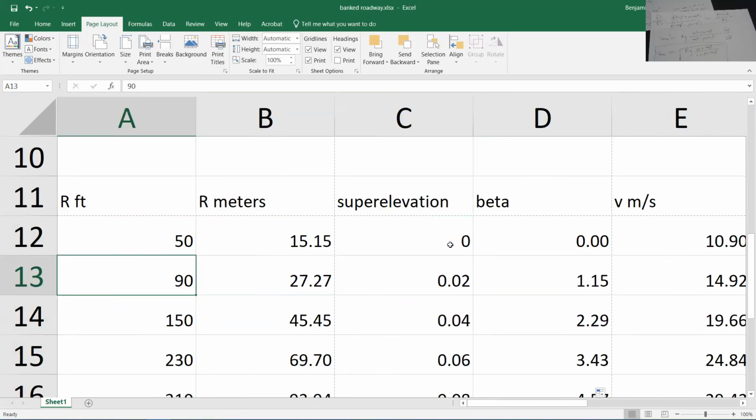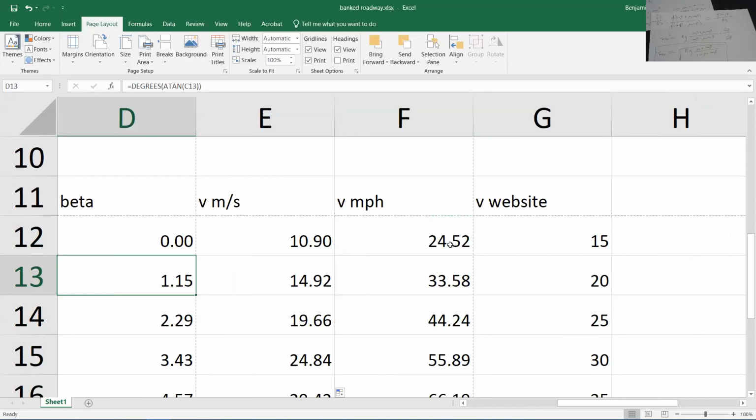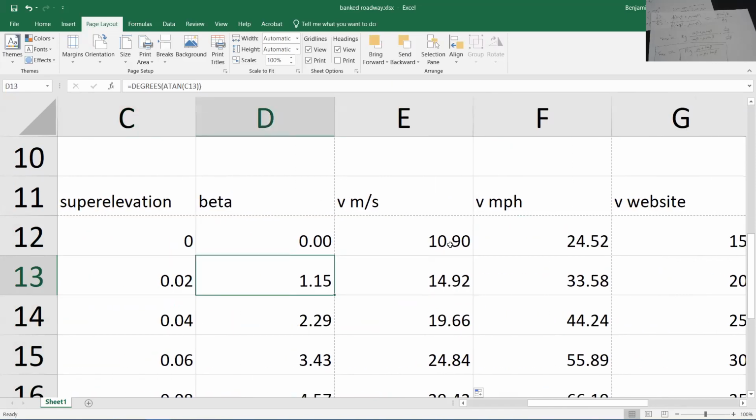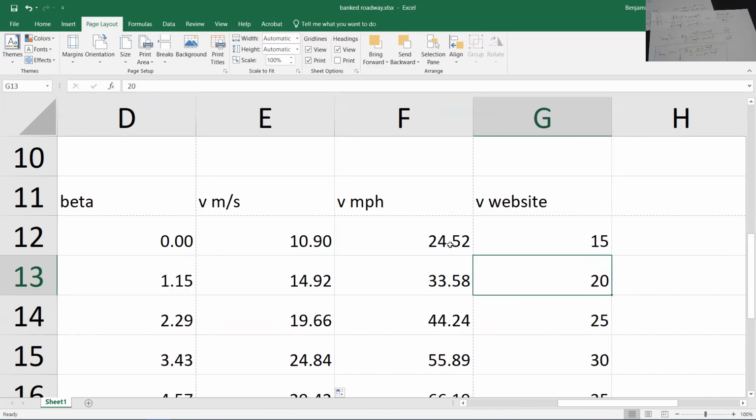I find that for a larger cloverleaf of 90 feet and a bank angle with a tangent of 0.02, you should be able to drive at 33 or 34 miles per hour. The website says only 20.